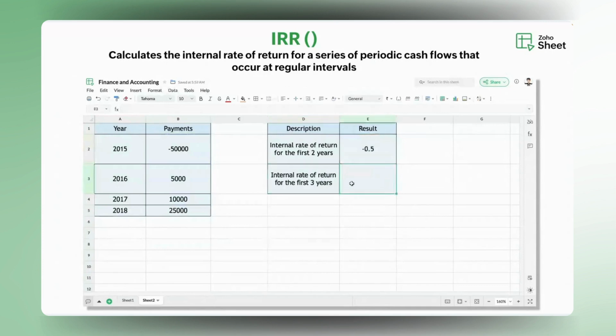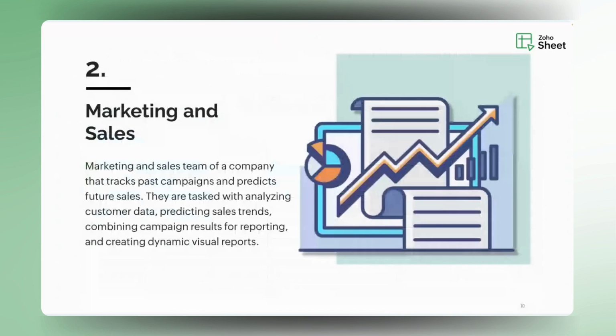So now that we have covered some finance functions, let's shift our focus to the marketing and the sales team. These teams often need to track past campaigns and predict future sales. They are busy analyzing customer data, forecasting sales trends, combining campaign results into comprehensive reports, and creating dynamic visual reports. So Balaji, could you walk us through which functions in Spreadsheet would be very helpful for the marketing team in this scenario? Of course, Rohit.